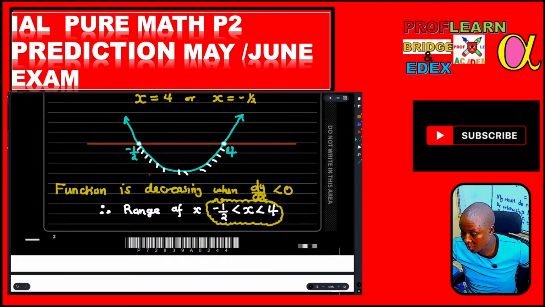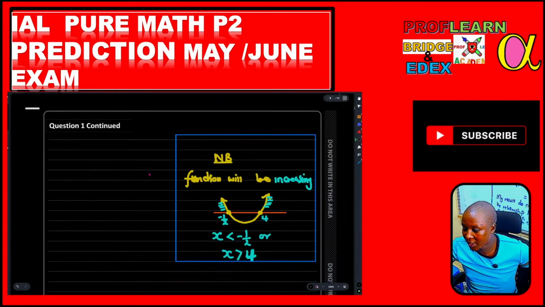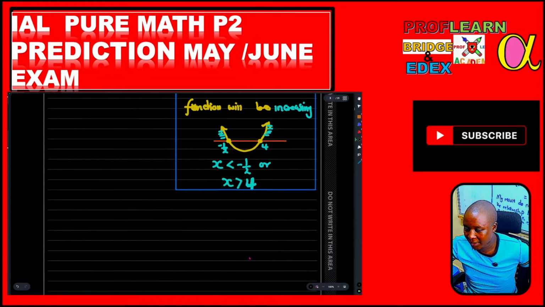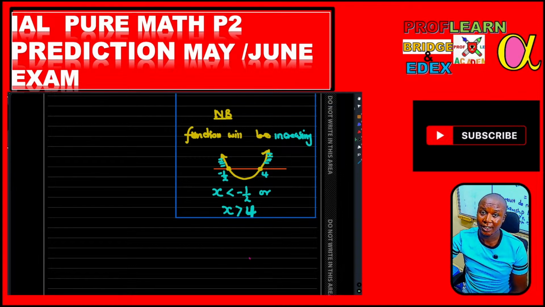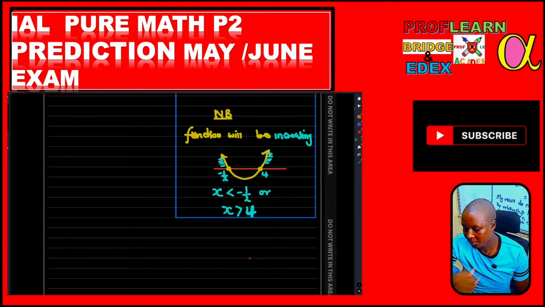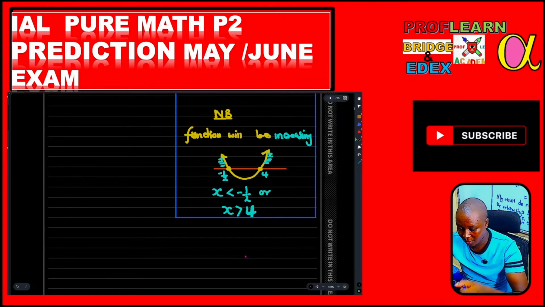We are going to take the region shown here. It will be above the line. So we are going to say x is less than negative a half, or x is greater than 4. Basically that's how you are to state that answer if you are told to show the function is increasing.